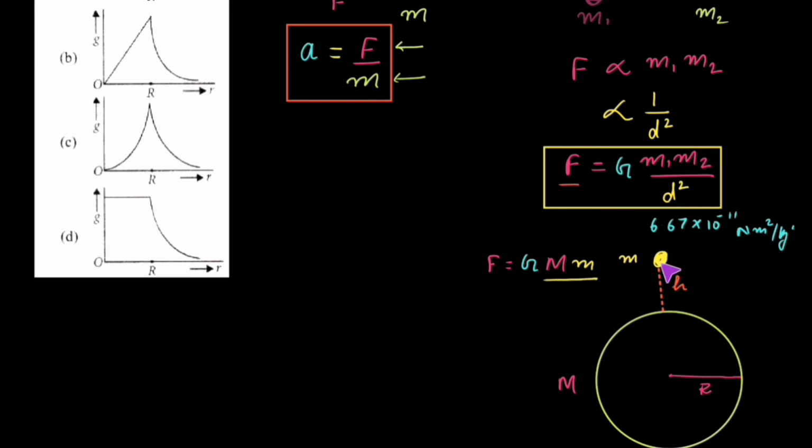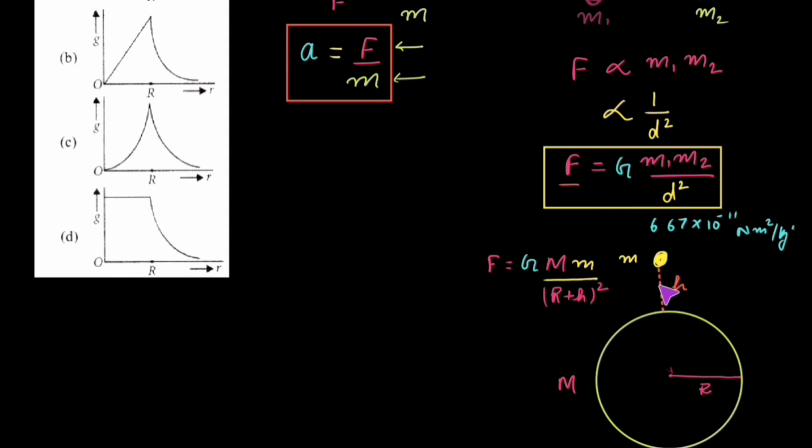The distance between these two objects is r plus h, because r is the radius of the Earth and h is the height from the surface of Earth where this object is lying. So the total distance is r plus h square. So in place of d, I have to write r plus h square. So this is the force which is acting on this smaller object.